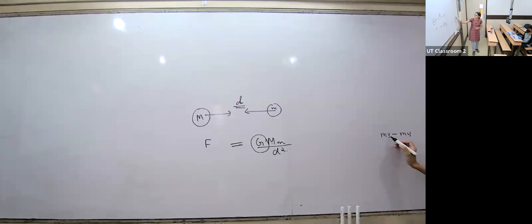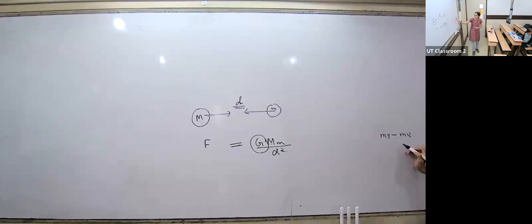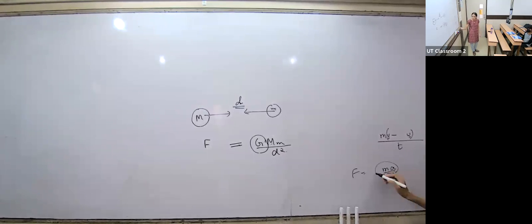So mass into final velocity will be final momentum. Mass into initial velocity will be initial momentum, and we check how much is the change, so I subtract, and with respect to time, I divide. If we take mass common, then we are left with (v minus u) by t, which is nothing but acceleration. Force is equal to mass into acceleration. This formula is valid for any kind of force, be it gravitational force, magnetic force, or any other force. So we will use this relation and apply it in the gravitational force formula.